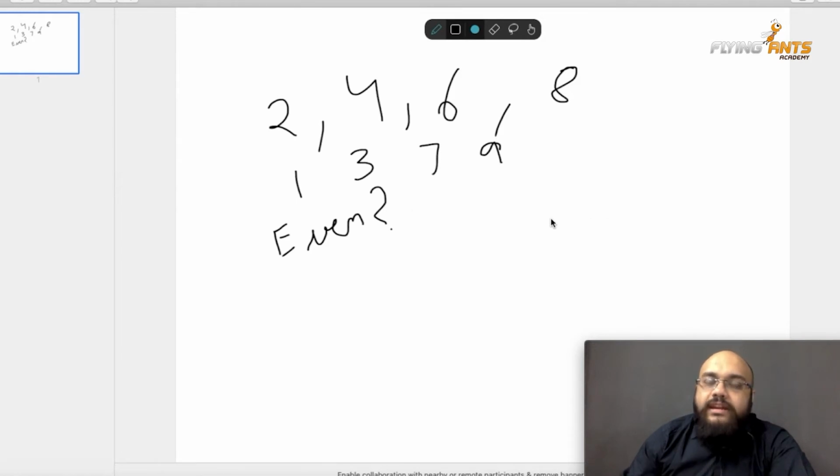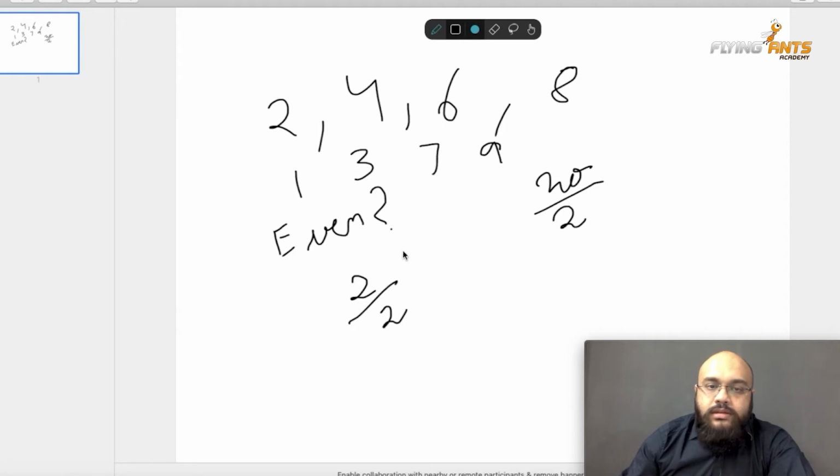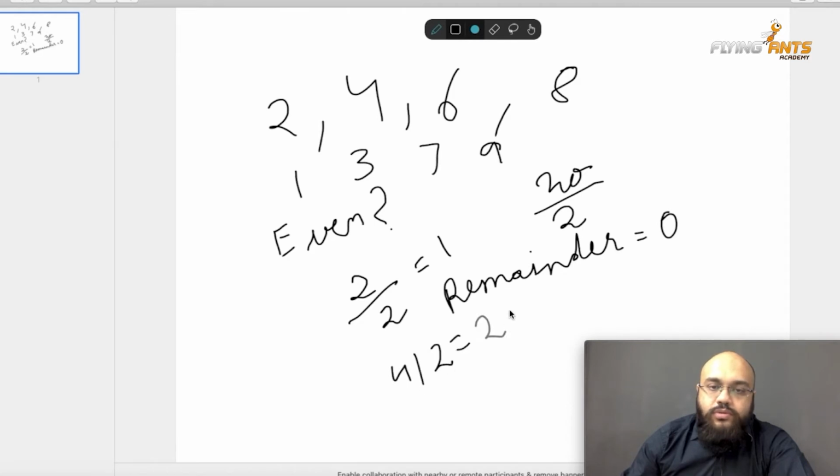So for us to find out if a number is even or not, what we are supposed to do is divide that number by 2, right? So if we say divide 2 by 2, it's 1, and the remainder is 0, right? The remainder is equal to 0. Now 4 divided by 2 is equal to 2, and again the remainder is equal to 0.